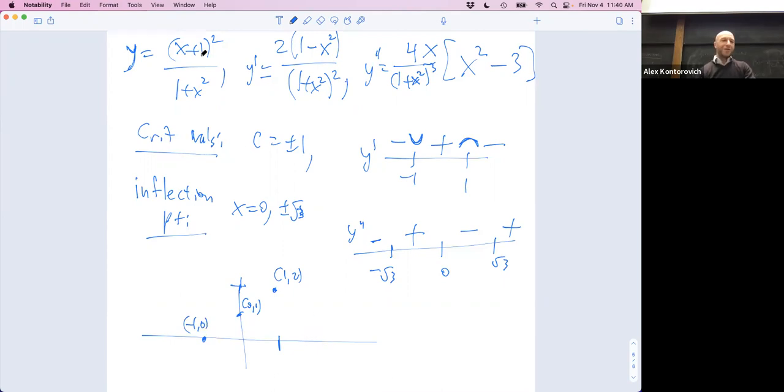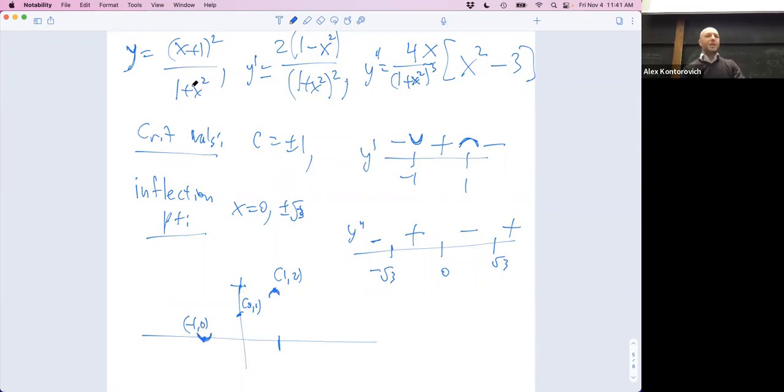Square root of 3, I don't need the exact value of square root of 3. 1 plus square root of 3 squared over, I don't know. What's going to happen after 1? After 1, it's going to decrease. So at this 1, 2, I have a local max. At the -1, 0, I have a local min.